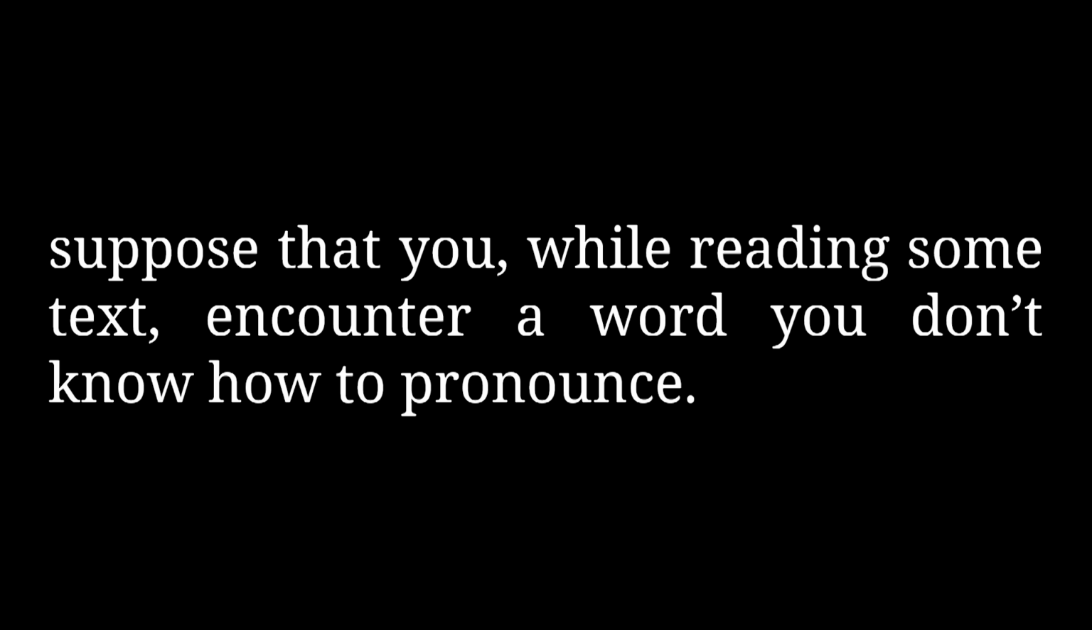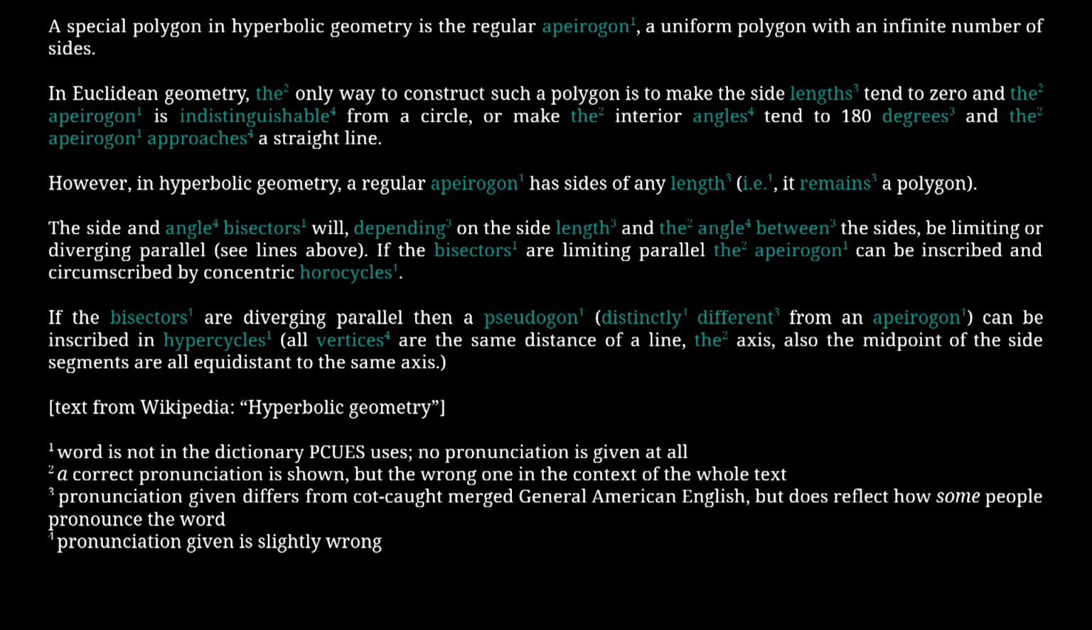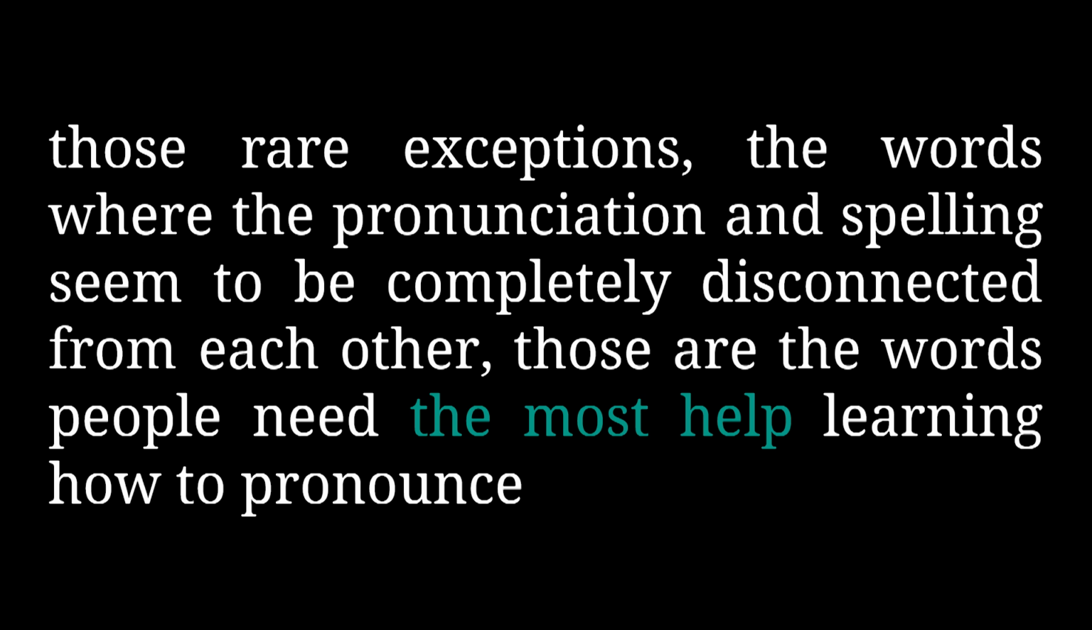Imagine that you're actually using the system. You're still a child, old enough to be using a computer by yourself, but young enough that you'd find a system where you can click on words to be shown how to sound them out to be useful. You encounter a word and you can't figure out how to say it, so you click on it. Now, what is more likely? That a word you can't figure out how to pronounce on your own is one that's spelled in a way where PCUES is able to accurately represent its pronunciation, or that it's one that PCUES itself also has a hard time figuring out. Even if this system is useful for demonstrating the pronunciation of the majority of English words, those rare exceptions, the words where the pronunciation and spelling seem to be completely disconnected from each other, those are the words people need the most help learning how to pronounce.